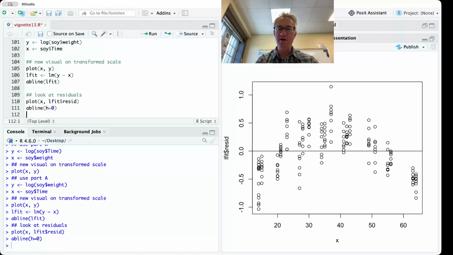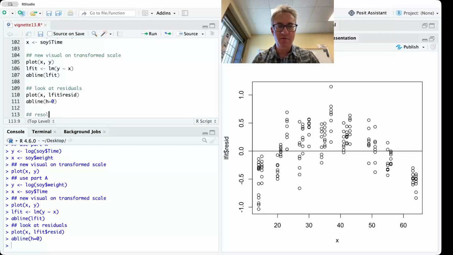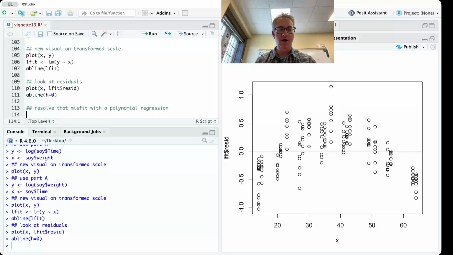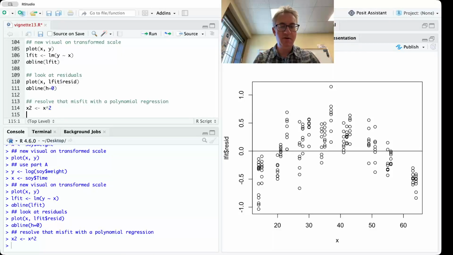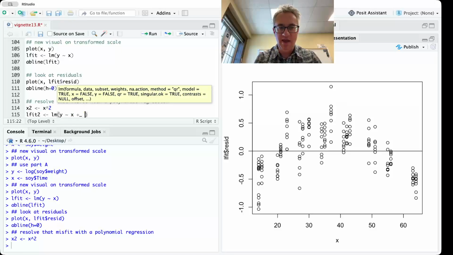In fact, what I see is kind of a parabola. I've got a parabola left over in my xy relationship. And so I'm going to try to resolve that misfit with a polynomial regression. So here's how you do that. I'm going to make a new x that is the square of the original x. And then I'm going to fit my regression for y given x and x2 added together.